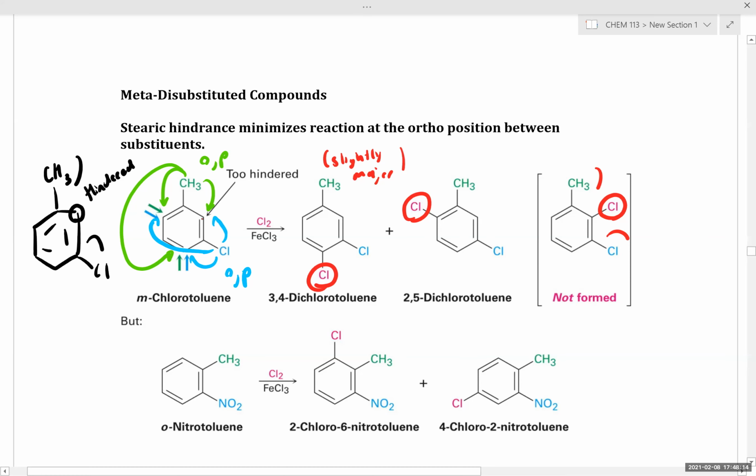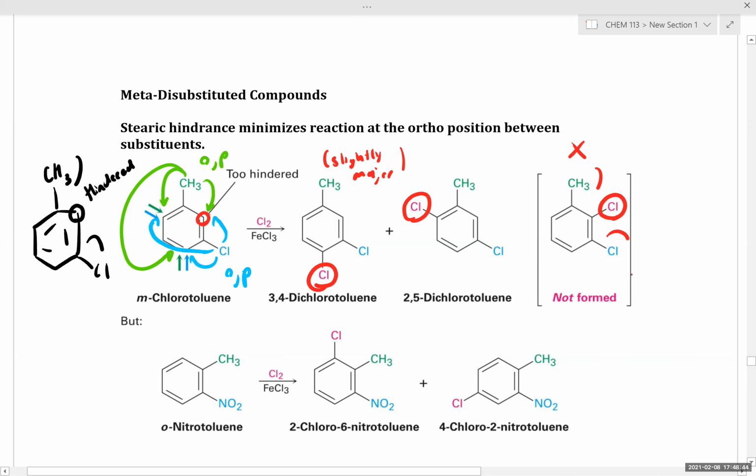However, the position in between our two substituents, this ortho position in between our two substituents, is not very reactive. It's so hindered that we prefer to install our functional group at the other positions. We will never see this 2,3-dichlorotoluene. We don't observe any of it. And that's due to steric hindrance, making this product very difficult to generate.